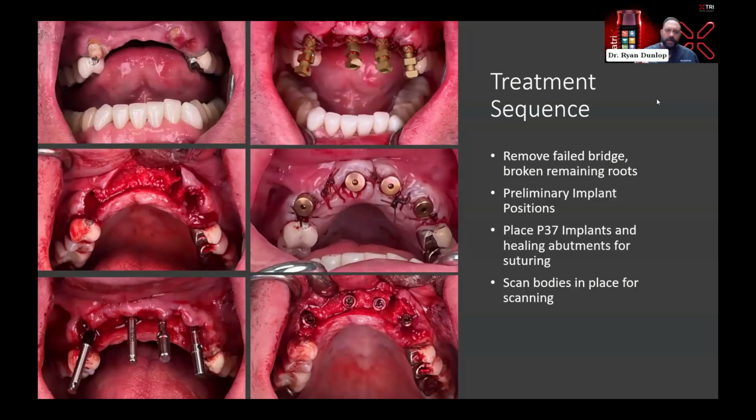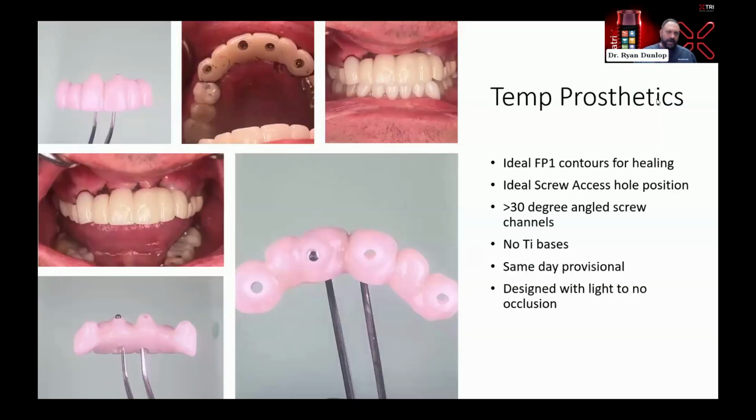I suture around them to give a nice keratinized tissue on the buccal where I can and get a nice emergence profile. I then unscrew those healing abutments that I used for suturing, and I put the scan bodies on. We didn't even need to connect these because they were so close together. We just went ahead and scanned them. This is what we got out.